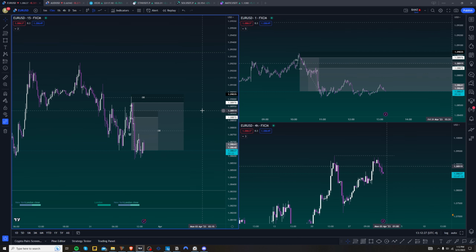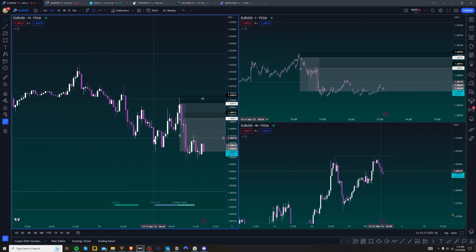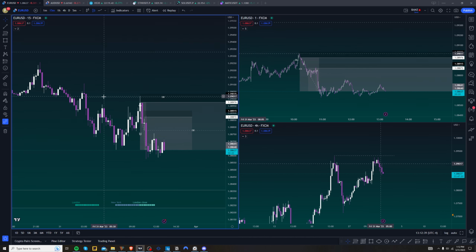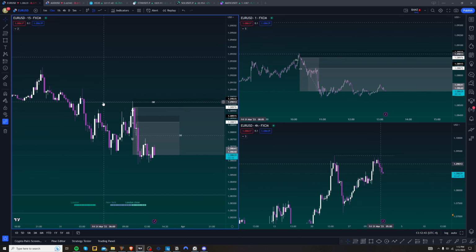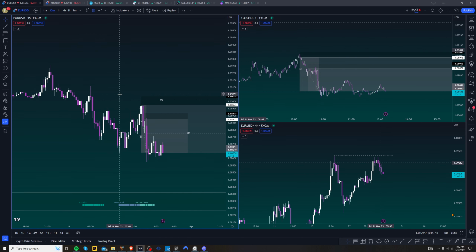Okay, so let's go into the 15 minute. I come on the 15 minute, and now it's, let's say, 7 a.m. I already had this order block marked out. This wasn't marked out yet, but this order block was marked out because this already happened. So I just had a little line there with my OB. That was it.